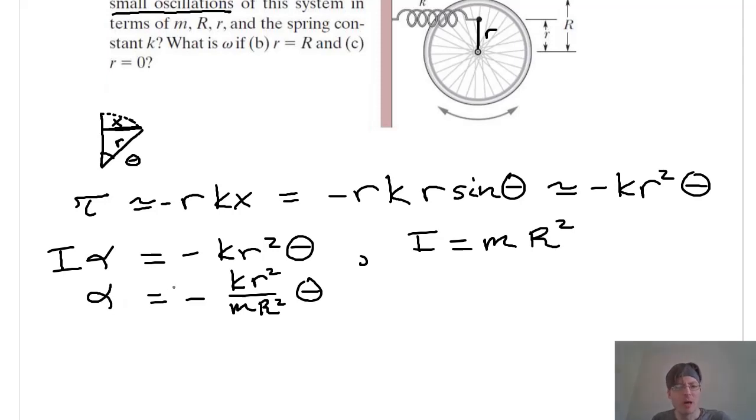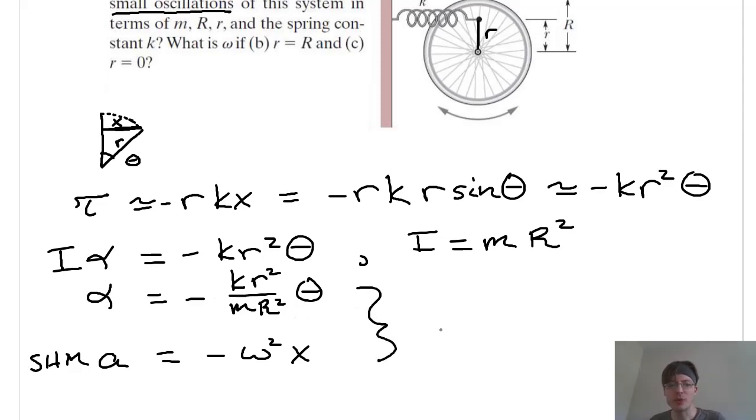Is this a simple harmonic oscillator? We should be able to immediately tell it is, because the acceleration's proportional to the displacement. Remember again the general rule for simple harmonic motion, that the acceleration must be equal to minus omega squared times the displacement. This is linear displacement and linear acceleration, but the same thing works for angular displacement and angular acceleration. So therefore, by comparing these two, I can read off the frequency of the motion. Omega is little r over big R times root k over m.